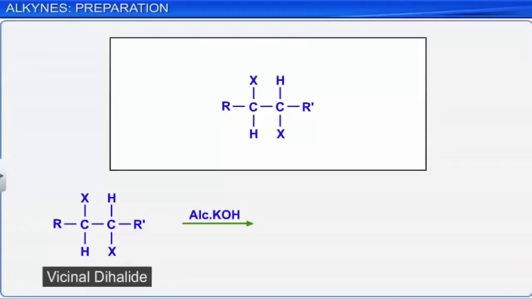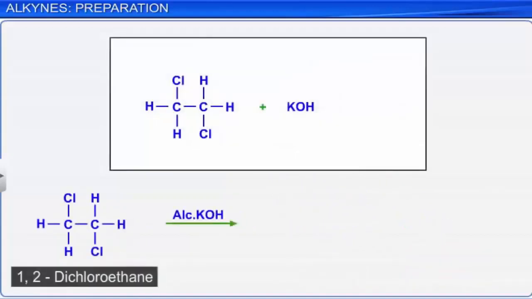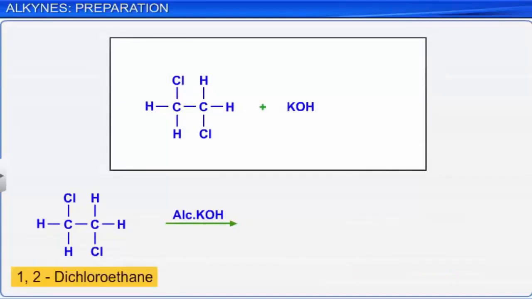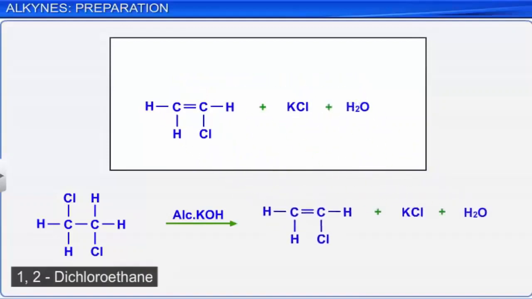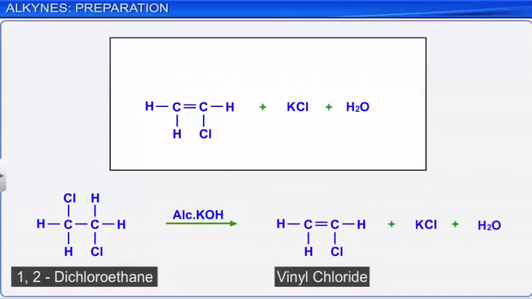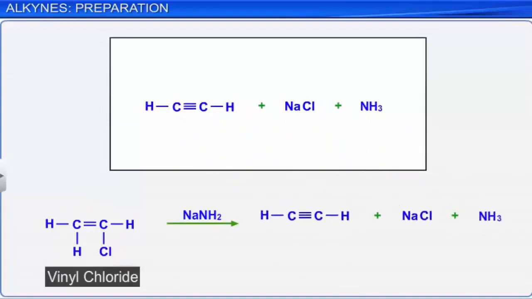This alkenyl halide, when treated with a strong base such as sodamide, another molecule of hydrogen halide is eliminated, thus resulting in the formation of an alkyne. For example, when 1,2-dichloroethane is treated with alcoholic potassium hydroxide, it forms vinyl chloride, and this, when treated with sodamide, forms ethyne.